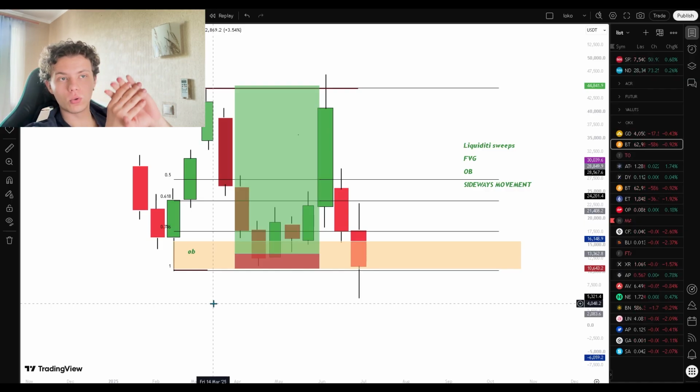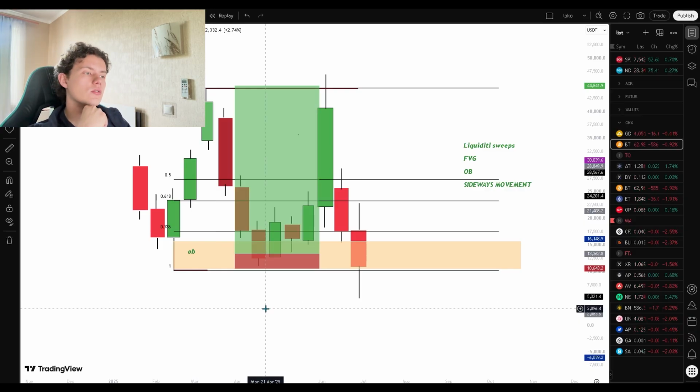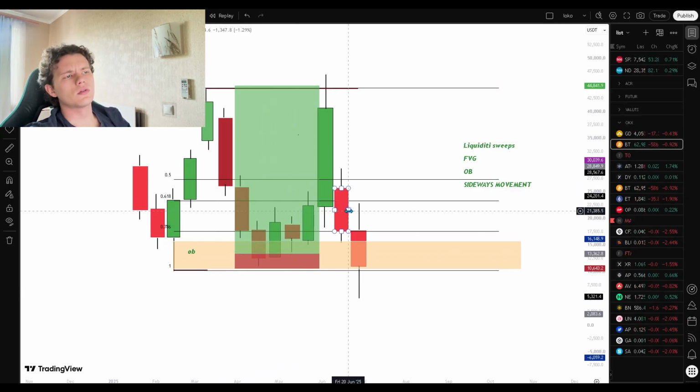If we now look and place our order block on the 1 day time frame, we need to go to the 4-hour time frame and afterwards see some confirmations, which I'm going to show you on the real-time chart. So the deal is going to look like that.